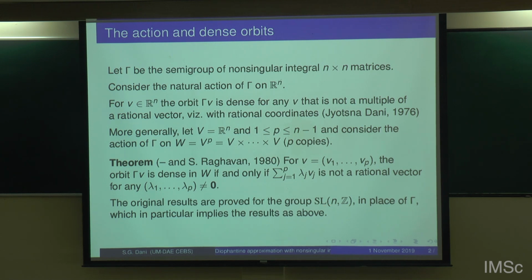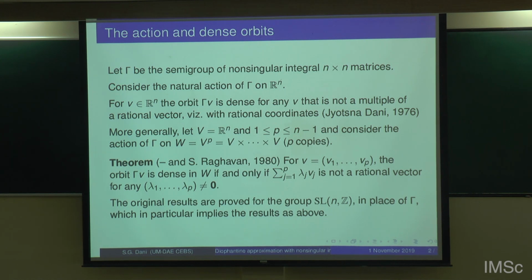On the other hand, the complementary case was when a certain rationality condition is satisfied, and once that is satisfied, you can see that no matter whether you're talking of the orbit of SLNZ or gamma, the orbit is not going to be dense. So the two are essentially close cousins of each other. So we can now start with saying that we know this thing. This again is quite an old result so far.